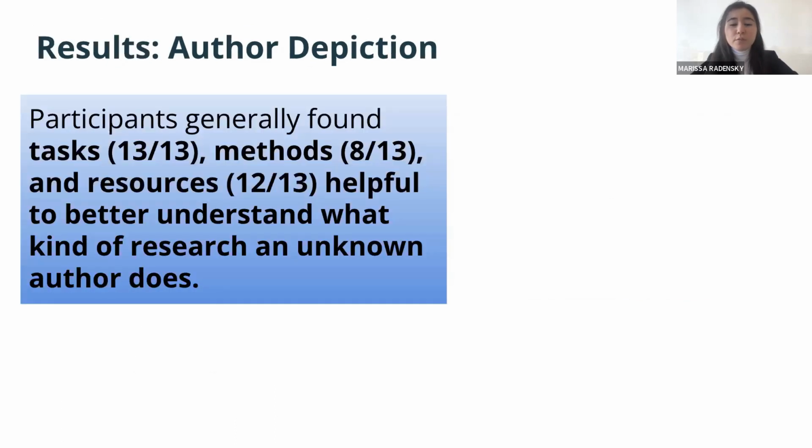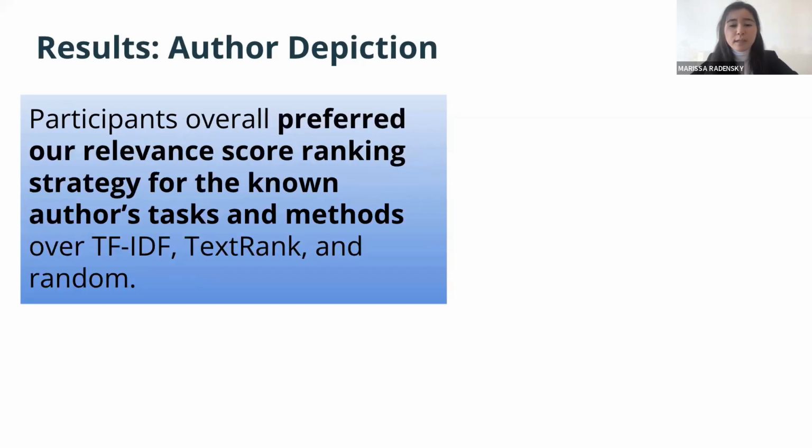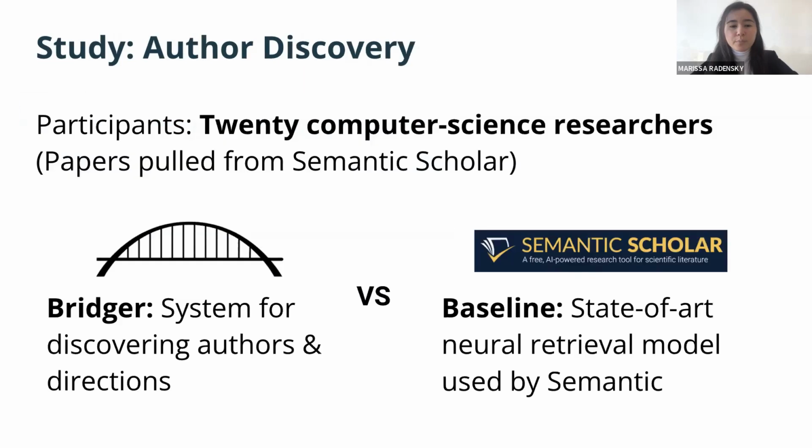We see that participants generally found tasks, methods, and resources helpful to better understand what kind of research an unknown author does. And looking at different ranking strategies for the known author's tasks and methods, participants overall preferred our relevance score ranking strategy, which is detailed in the paper.